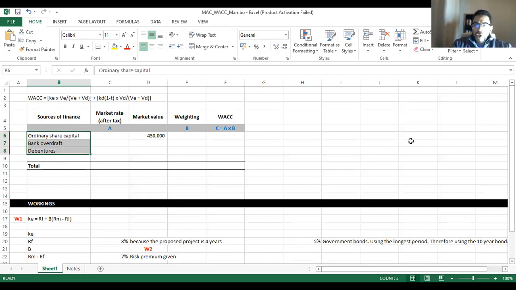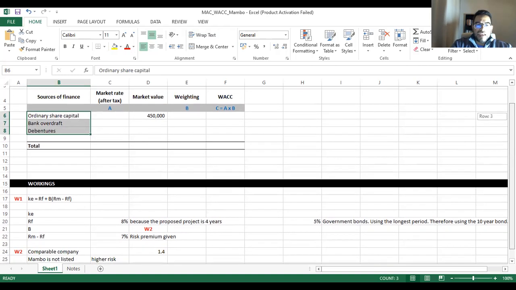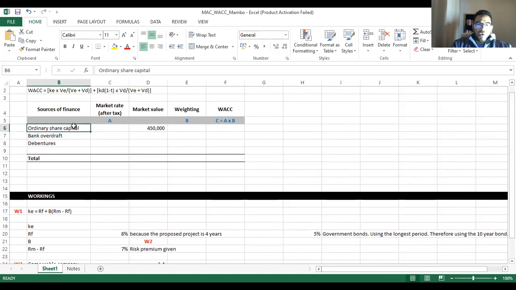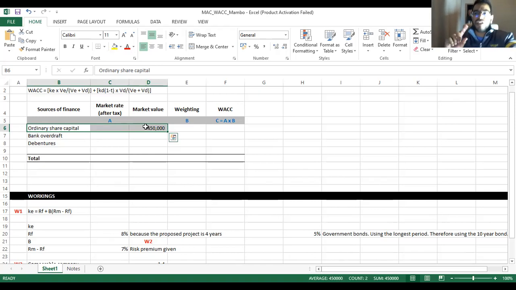Now, we got as far as ordinary share capital. I can't remember where it was, we'll go back to the scenario just now. So for ordinary share capital, we needed market value to determine the weighting, and we needed the market rate. Before you start calculating anything, you first ask yourself, what was I given? Was I given the market value? Was I given the cost of equity or the market rate? Cost of finance, cost and market rate, I use it interchangeably, okay? So when I say market rate or I say cost of finance, I'm referring to the same thing.